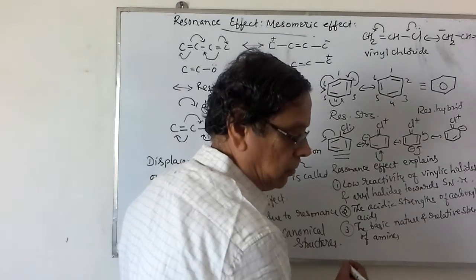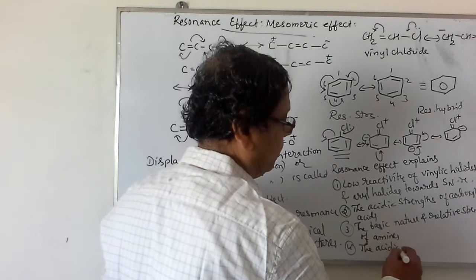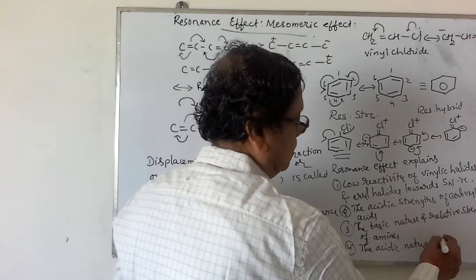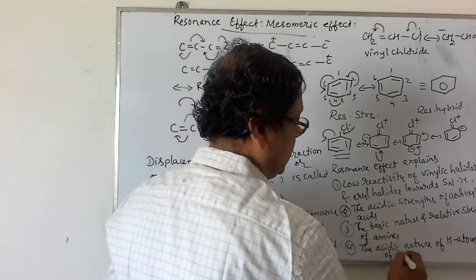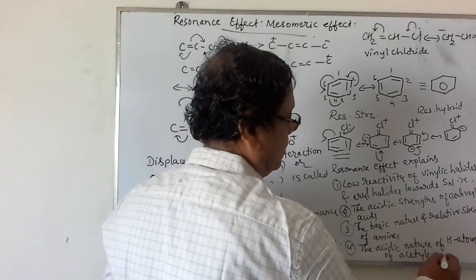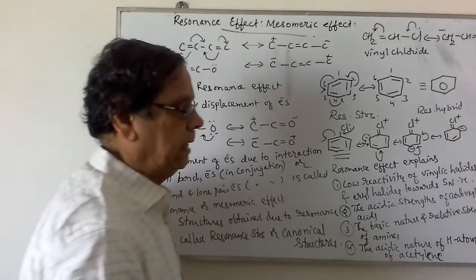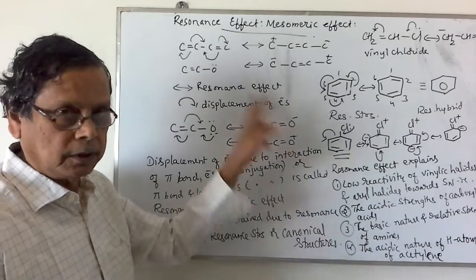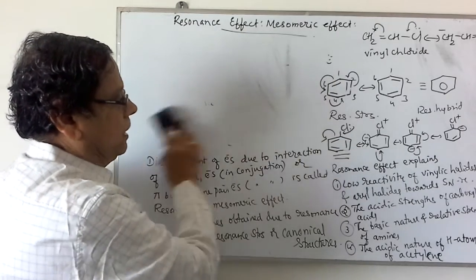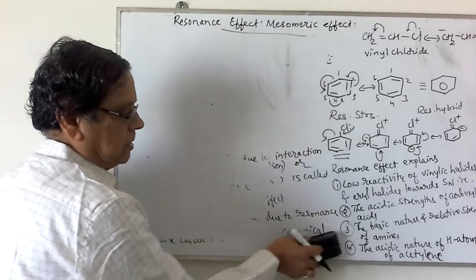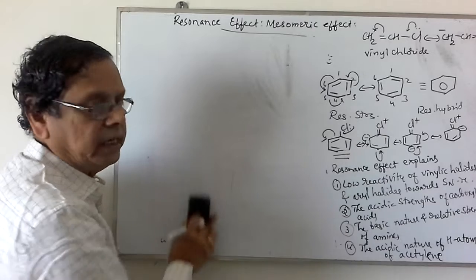It can also be used to explain the acidic nature of the hydrogen atom of acetylene, or ethyne. Let me consider these two now. By using this resonance, how can we explain the relative strengths of bases as well as the acidic nature of the hydrogens of acetylenic compounds.